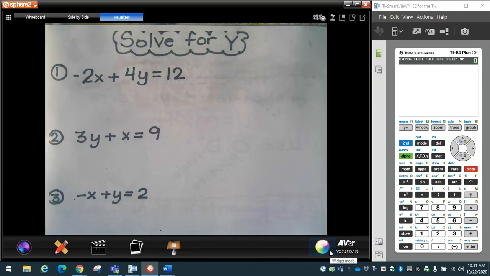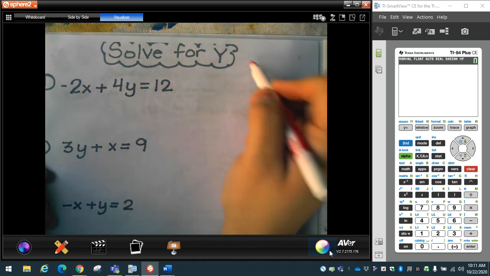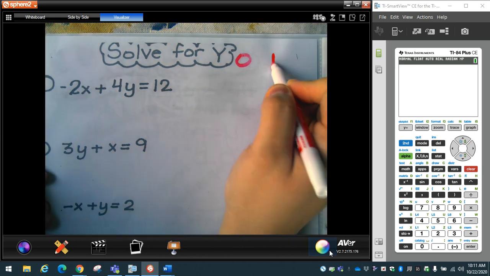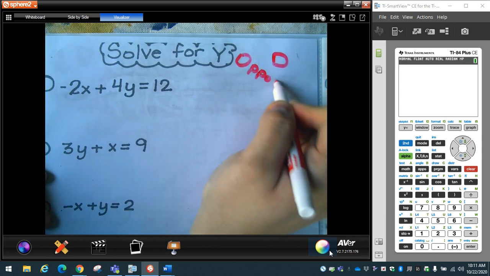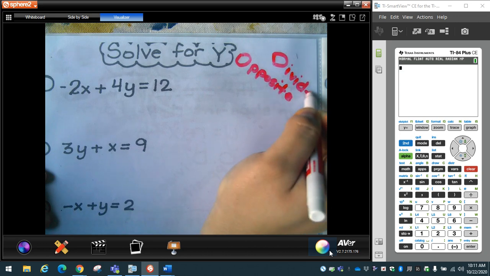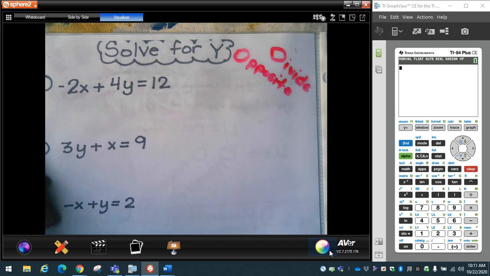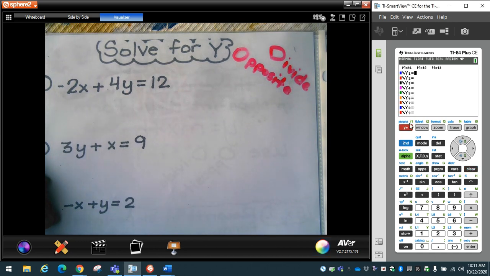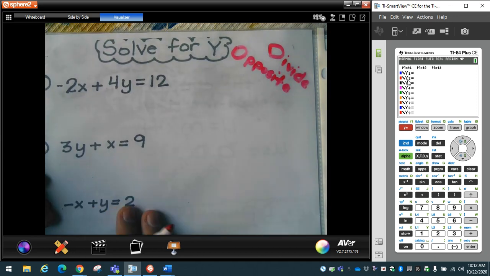In this video, we're going to be solving for y. Now, what I want you to remember when we're solving for y is OD. O stands for opposite, and D stands for divide. The reason why we solve for y is because in our calculator, the button is called y equals. So we need y to be by itself. Let's get started with problem number 1.